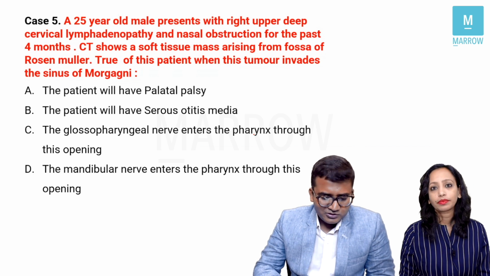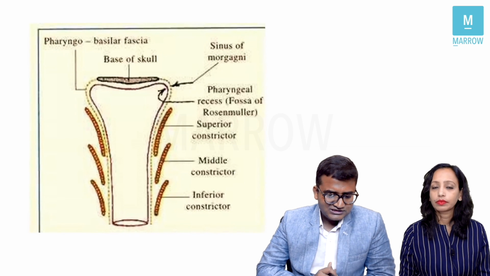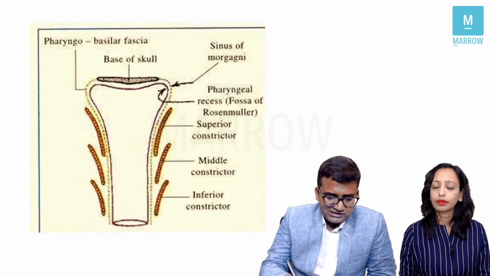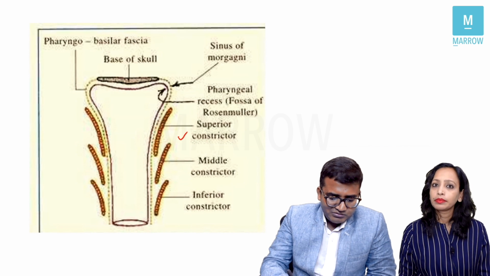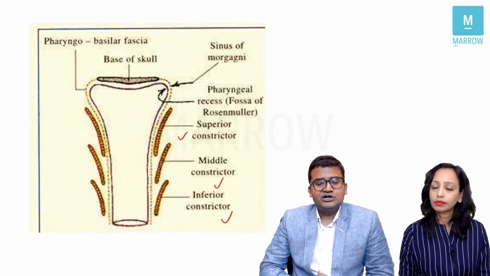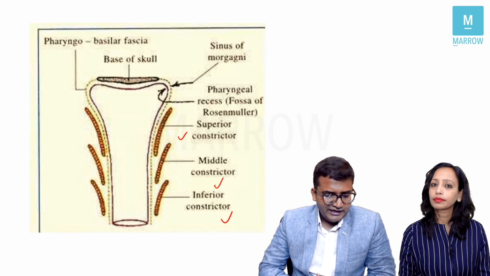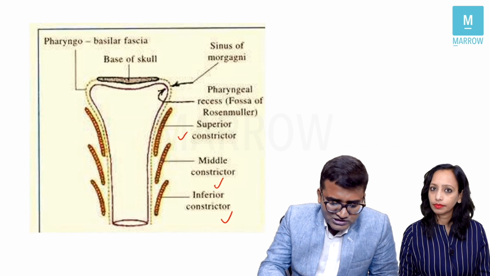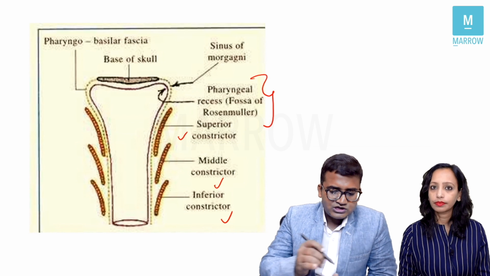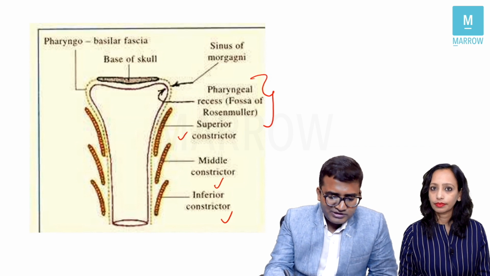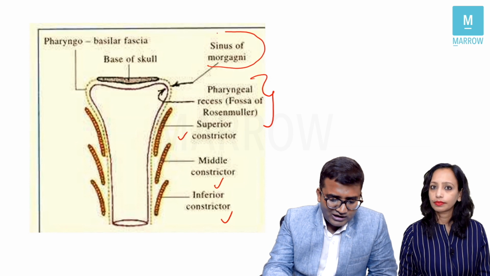Yes, ma'am. Now, see this diagram. This is a diagram showing the constrictor muscles: the superior, middle, and inferior constrictors. These constrictors overlap with each other. In the interior of the pharynx, we see the fossa here, that is the fossa of Rosenmuller. Now, we have a carcinoma there, and from there the carcinoma spreads to the sinus of Morgagni.